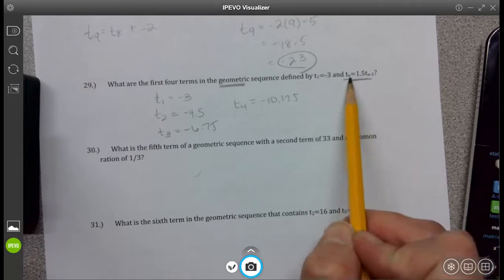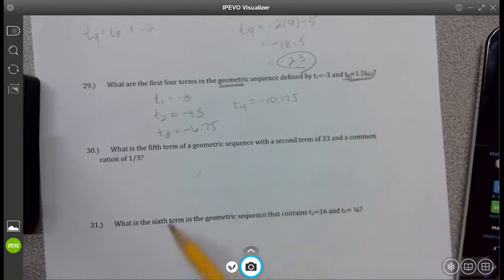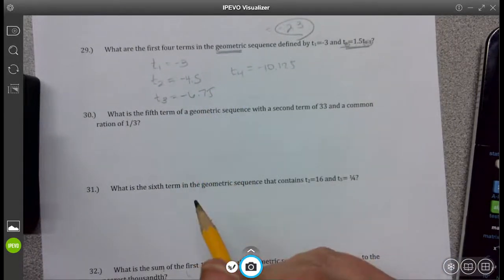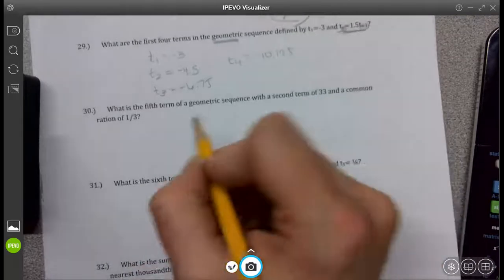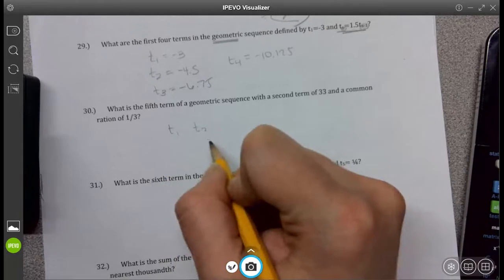Okay, that's just saying whatever n term you're finding, take your n minus 1, that stands for previous, and multiply by 1.5. What is the fifth term of the geometric sequence with a second term of 33? All right, what is the fifth term? So first term, second term.